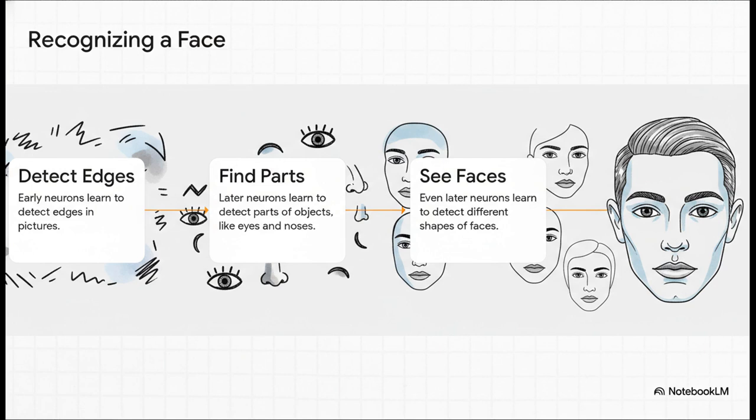At the very beginning, the first set of neurons, the first workers on the line, they just learn to spot really basic things like simple edges or a change in color. Then the next layer takes those edges and learns how to combine them into more complex shapes, like an eye or the curve of a nose. Then, further down the line, other layers learn to assemble those parts into whole face shapes, until at the very end, the final layer can say, ah, I know whose face that is.